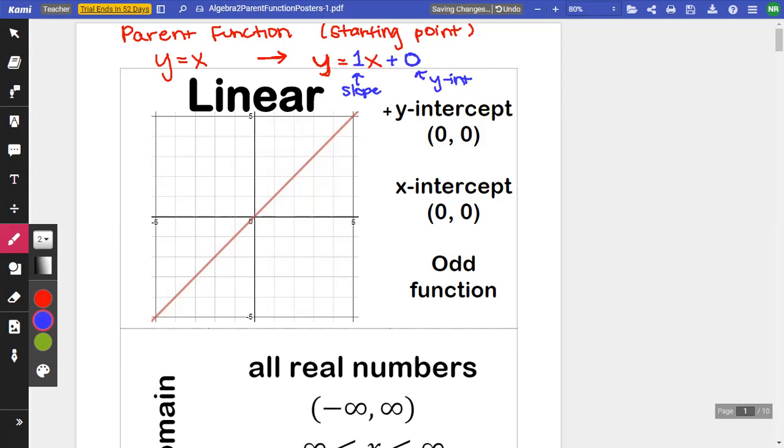Meaning every parent linear function, straight line, goes through the origin. Before we can change any of these numbers, we need to know where to start. It's a line that's going straight up from left to right, going through the origin, and slope is 1, meaning we go up 1, over 1, up 1, over 1, up 1, over 1, right? You don't have to write that part. Now, on a parent function, our y-intercept is 0, 0, the origin. Our x-intercept is also 0, 0, going through the origin.